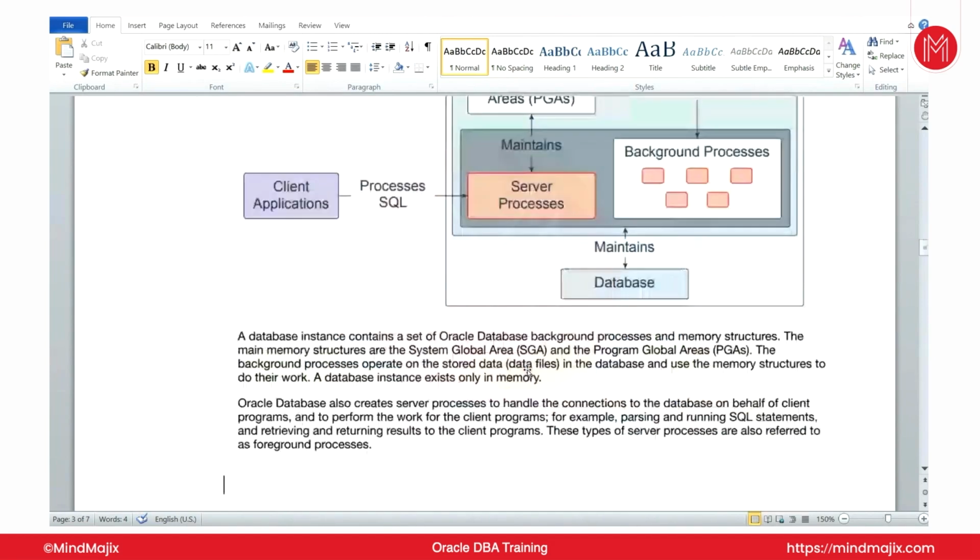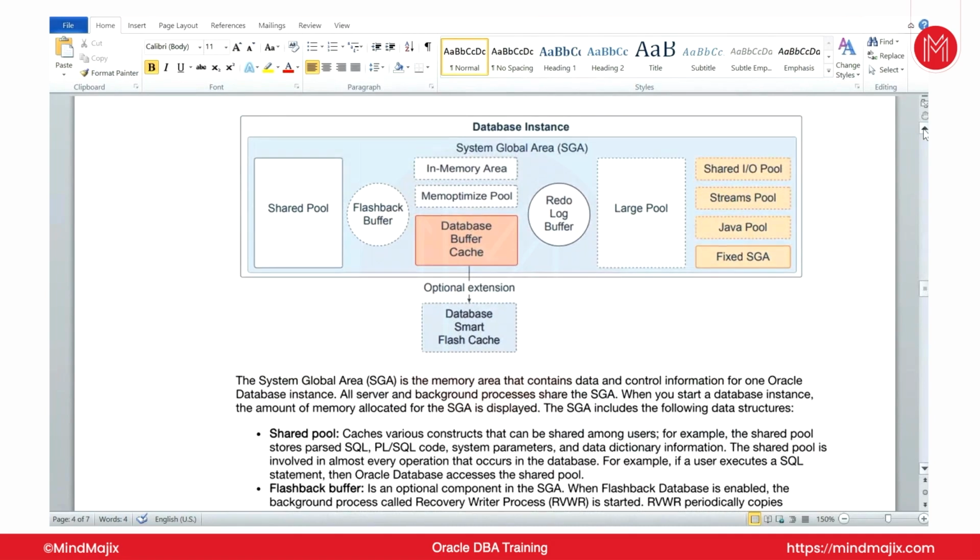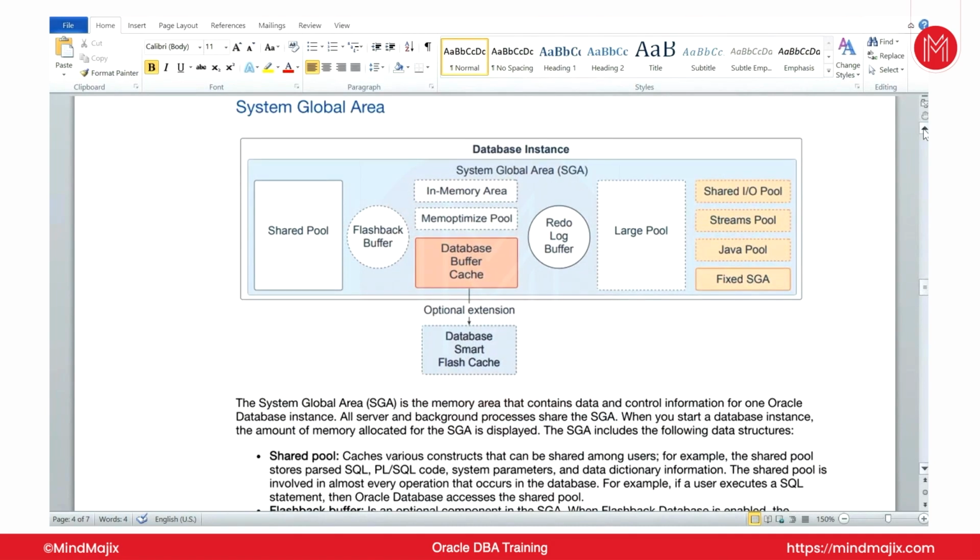Now we need to talk about what all components the SGA has. From a high level, we have the database server. In the database server, we have the database instance and the database itself. In the database instance, we have the SGA. So now we are talking about the SGA. Further in the SGA, all these components are there. They are all memory segments.